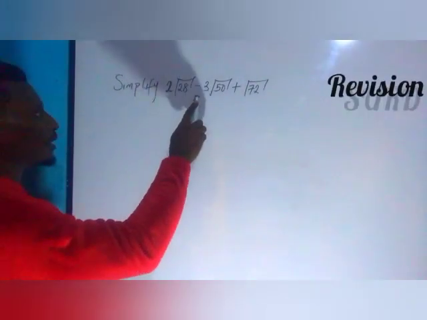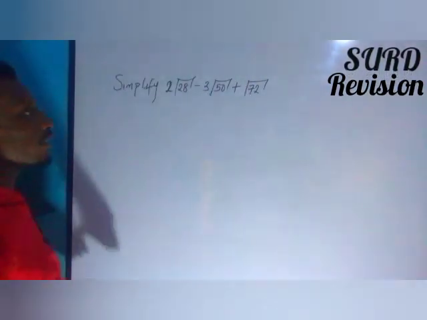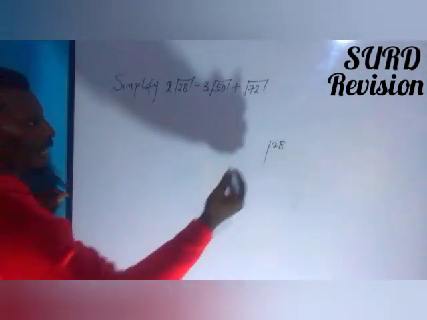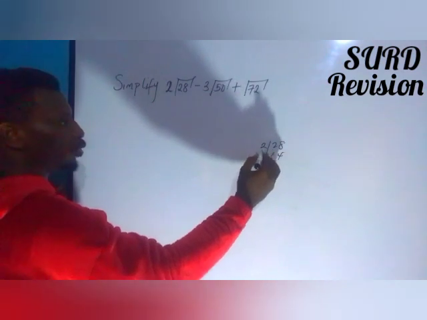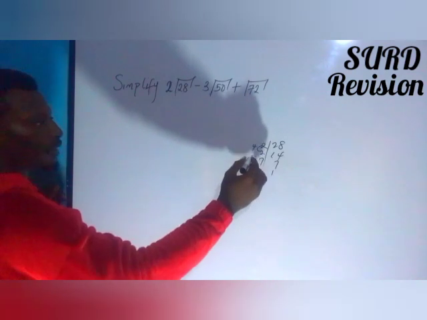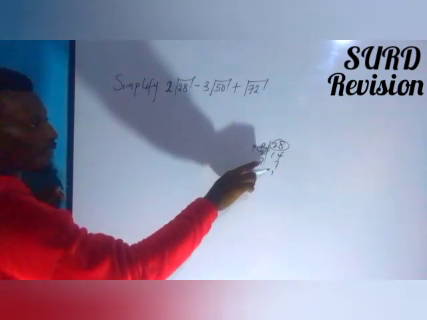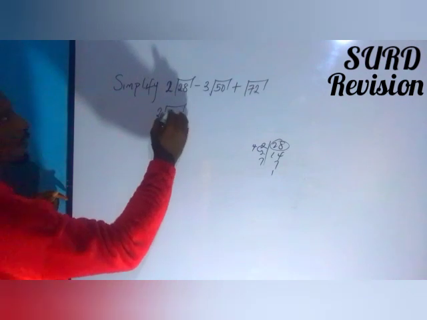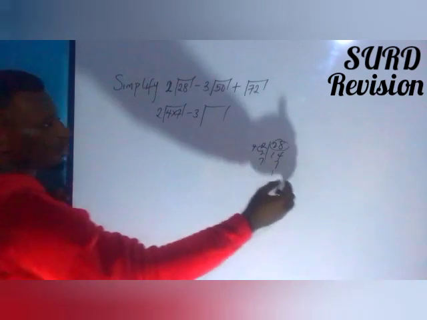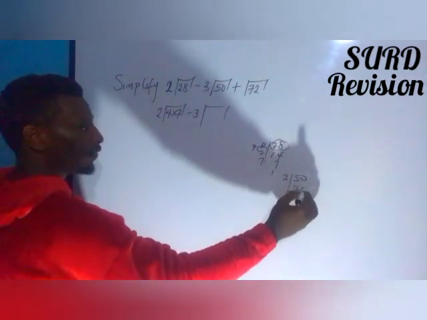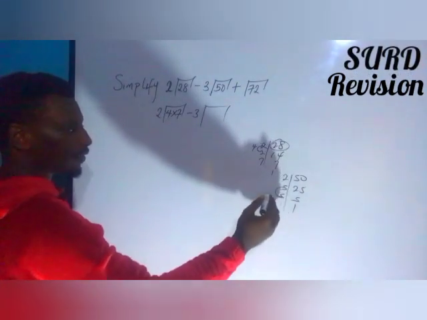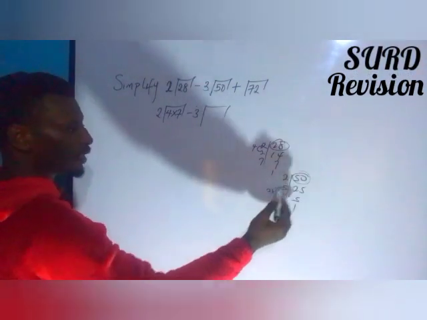Simplify 2 surd 28 minus 3 surd 50 plus surd 72. So 28 can also be written as: 2 into 28 is 14, 2 into 14 is 7, 7 here is 1. We take the pairs, that is 2, 2 is 4. That is to say that 28 can also be written as 4 times 7. Minus 3 surd 50 can also be written as: 2 into 50 is 25, 5 into 25 is 5, 5 into 5 is 1. So you take the pairs, that is 5 times 5 is 25, and 50 can also be written as 25 times 2.